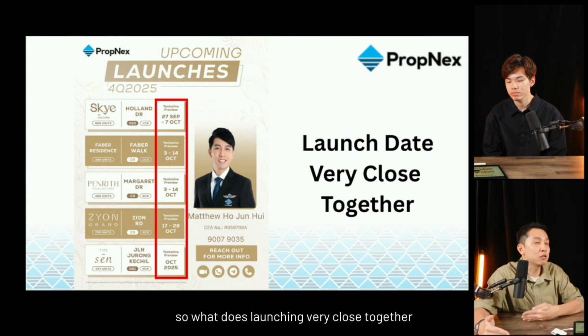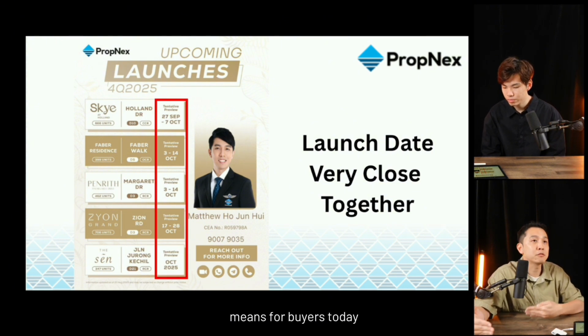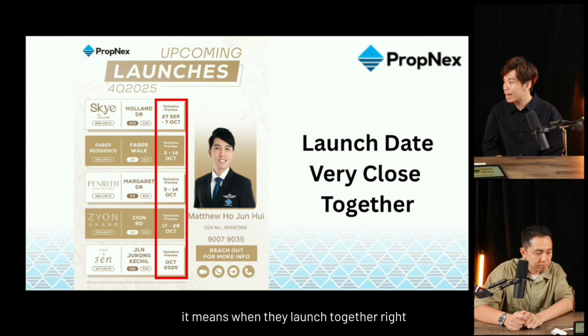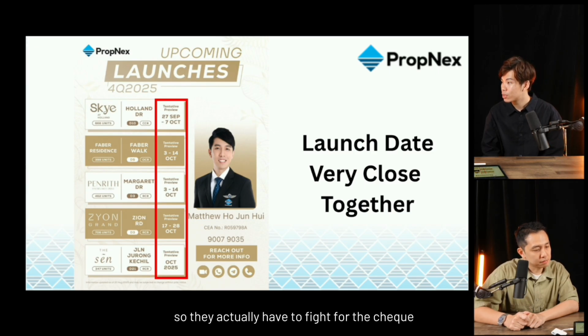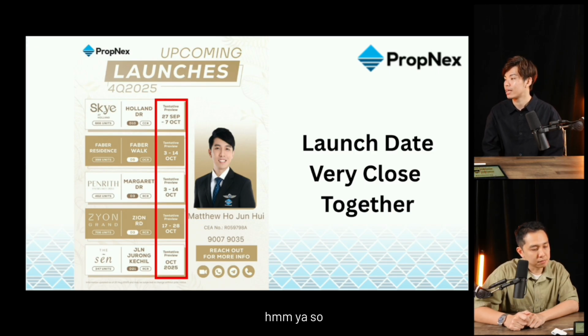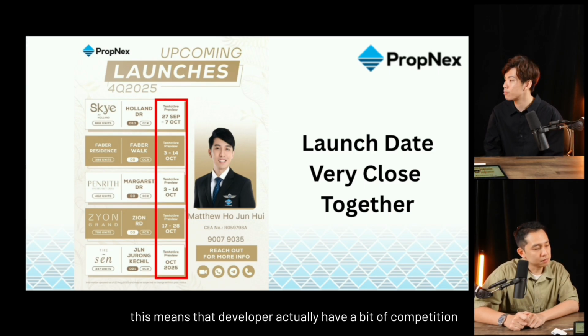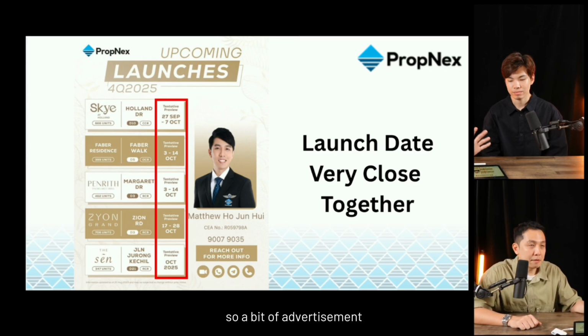So what does launching very close together mean for buyers today? It means when they launch together, they have to fight for the same pool of buyers, so they actually have to fight for the cheque. So this means the developers actually have a bit of competition.